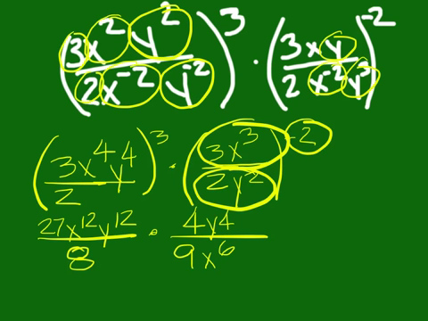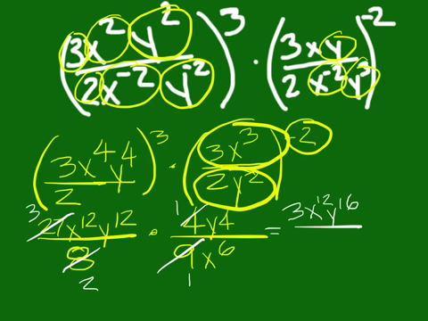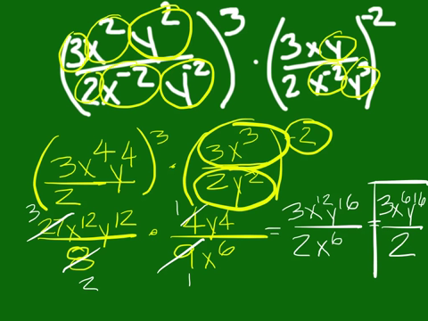Let's cancel where we can. 9 into itself once, into 27 3 times. 4 into itself once, into 8 twice. And we can multiply straight across to get 3x to the 12th, y to the 16th, over 2x to the 6th. And we have to simplify those x's. 12 over 6, that's going to leave us with an x to the 6th on the top. The y to the 16th stays, and you just have a 2 on the bottom.